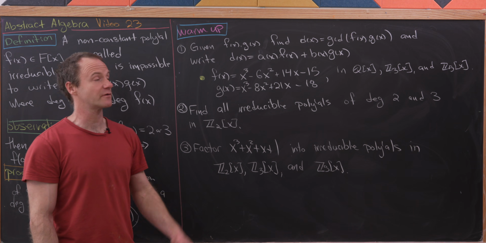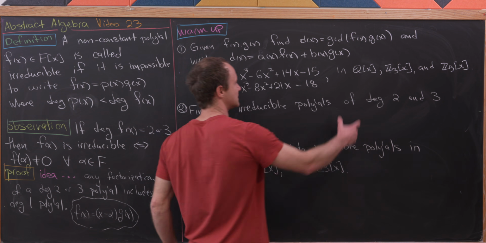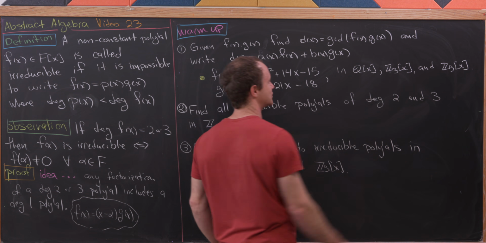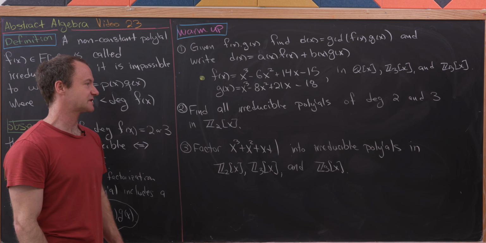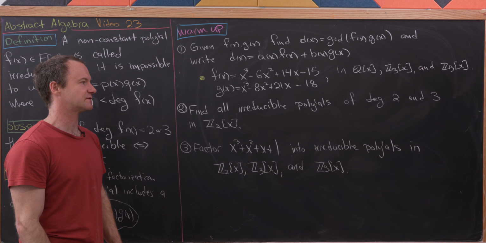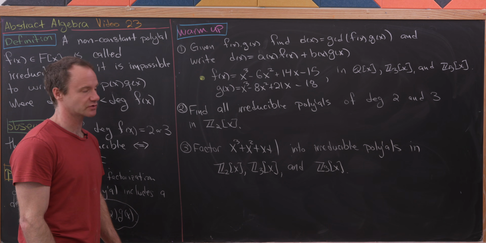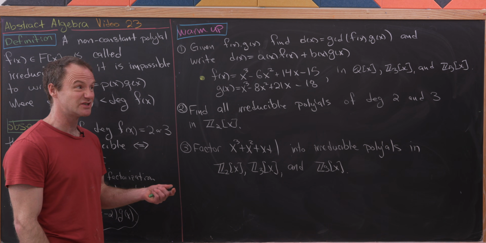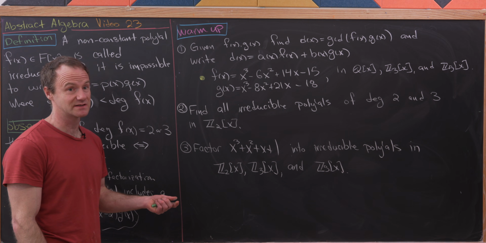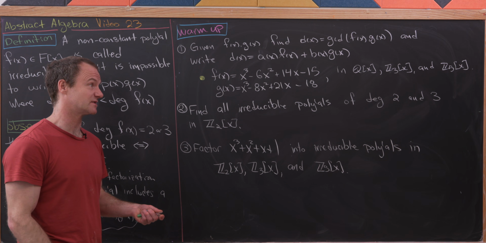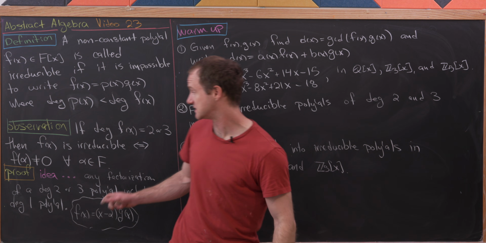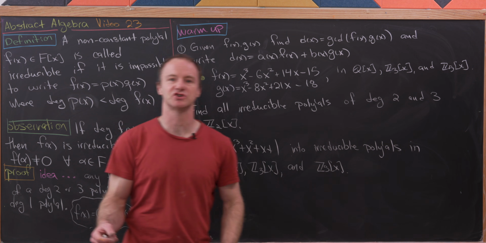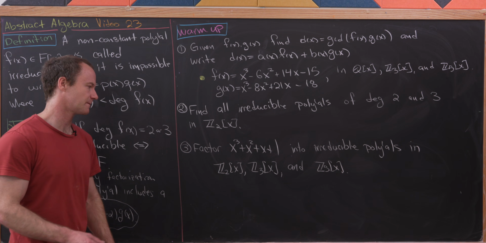And let's do this over 3 different fields. So let's do this in Q adjoin x, Z3 adjoin x, and Z5 adjoin x. Next up, let's find all irreducible polynomials of degree 2 and 3 in Z2 adjoin x. So notice Z2 only has 2 elements, so it should be pretty easy to write down all possible polynomials and then check if they have zeros using this observation, which in turn checks if they're irreducible.